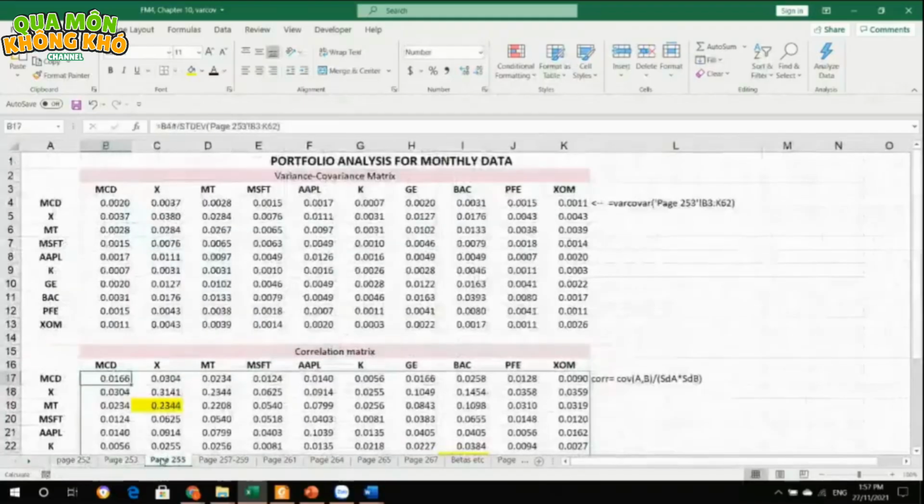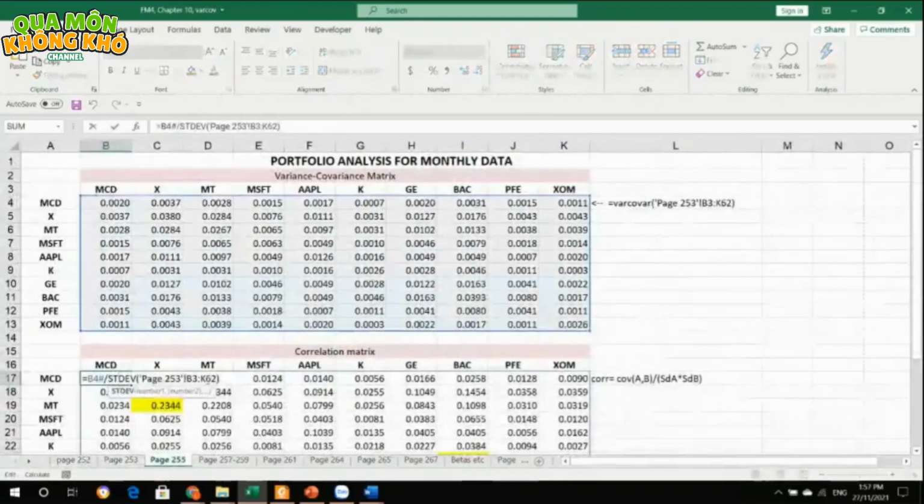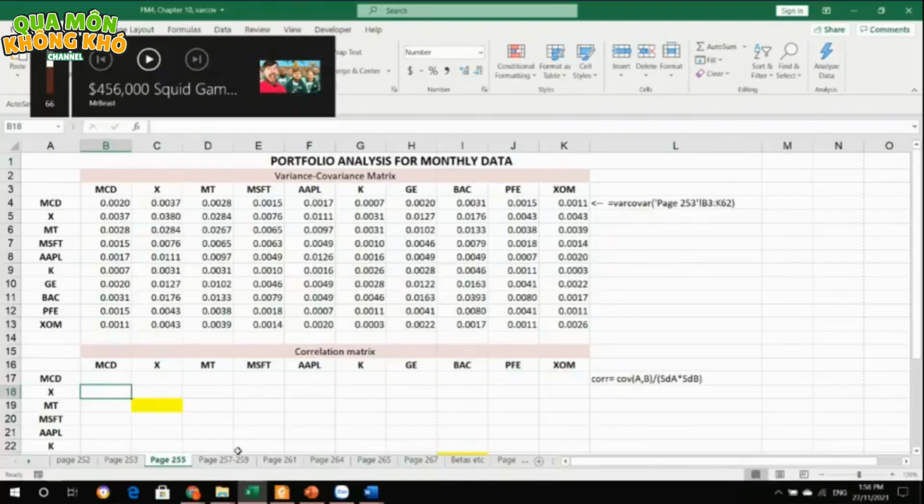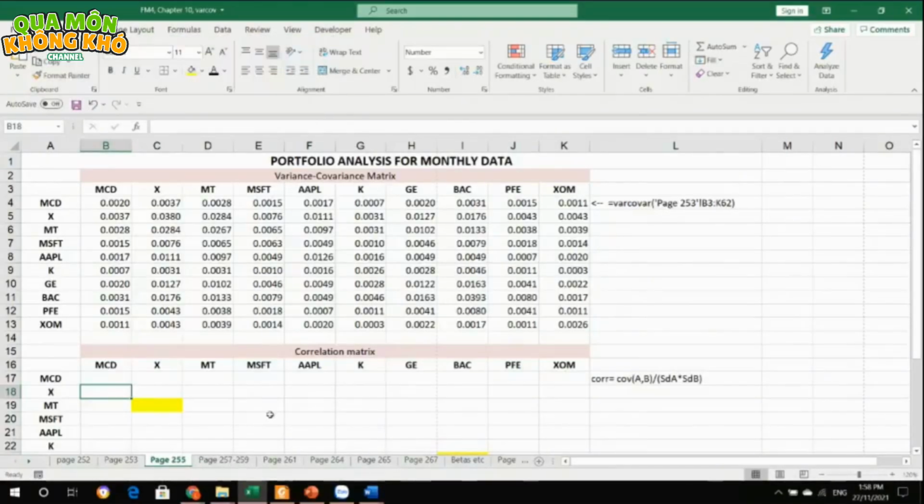Okay, just skip this one. I give you some time to think about it in your group, about how to transform the covariance matrix to the correlation matrix. But you know, the user-defined function here in the book doesn't matter, because you can use the data analysis to build the covariance matrix or the correlation matrix. You can show us how to use the data analysis to do that.